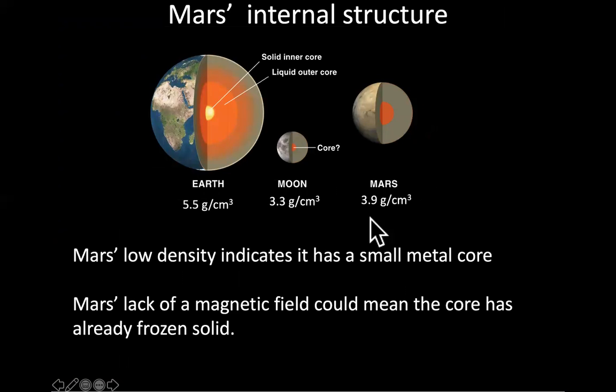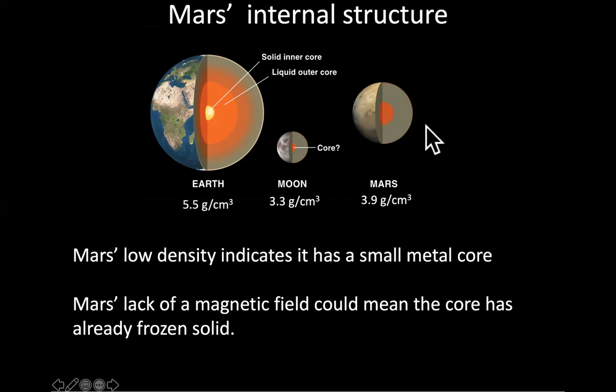The most prominent of which is Mars is considerably lower density than the Earth. The Earth has a density of 5.5 grams per cubic centimeter, which is intermediate between the density of rock and metal. That's why we think Earth has a fairly large core, and Earth also has a strong magnetic field, which tells us that that core is liquid. Mars has a density of about 3.9 grams per cubic centimeter, which is not as low as the moon, but still significantly lower than Earth. That suggests that Mars's core, if it's there, is smaller.